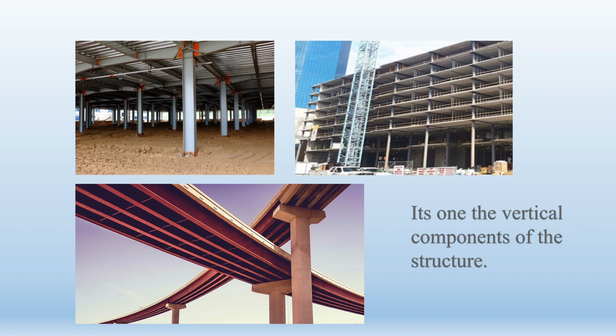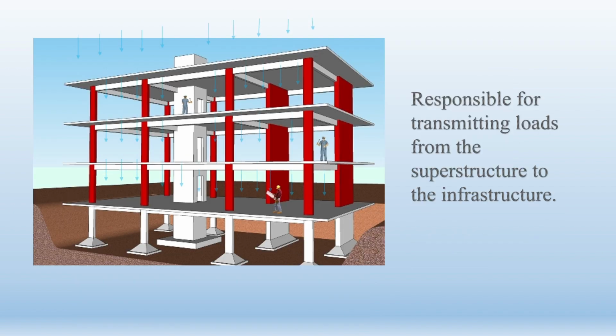Columns are one of the vertical components of a structure. Other vertical components of a structure, for example in a building, include shear walls and brick walls. The principal task of the column is to transmit external charges applied on the superstructure to the infrastructure through the load transfer mechanism. These charges are introduced into the structure through various means such as gravity, wind, earthquake, and other external forces.